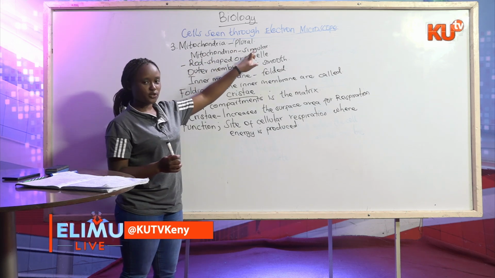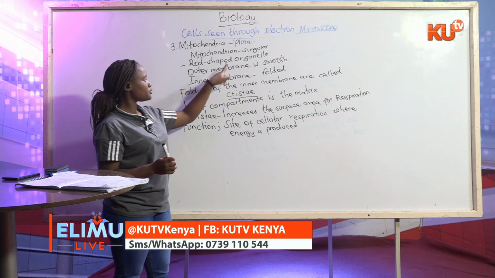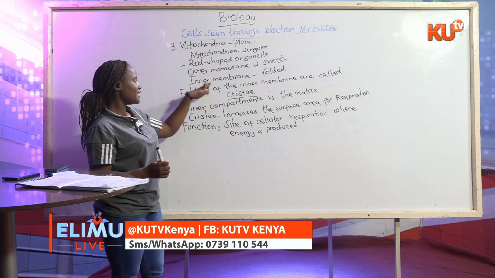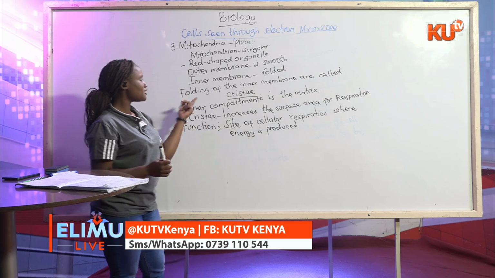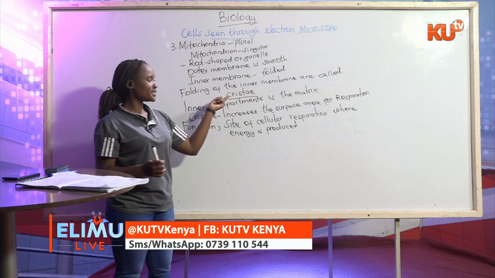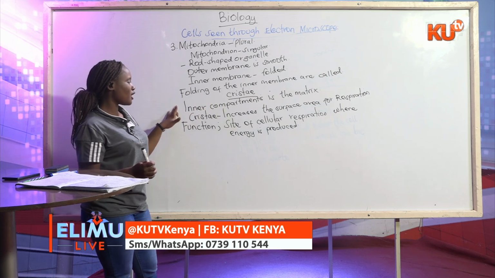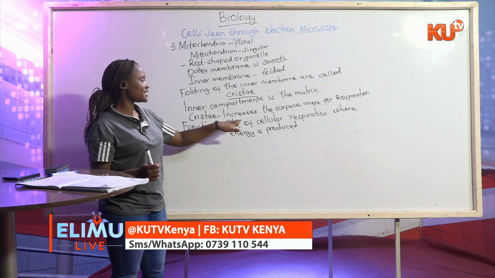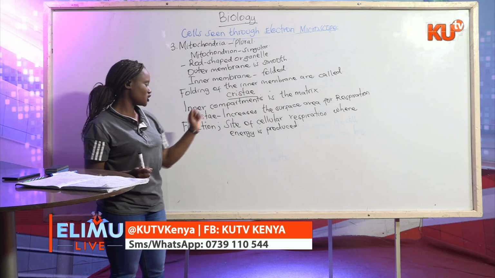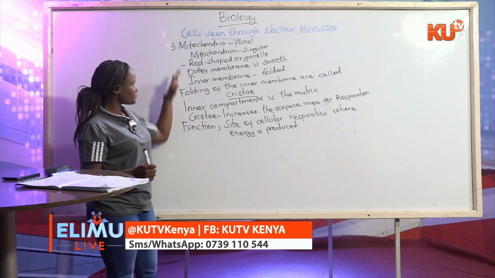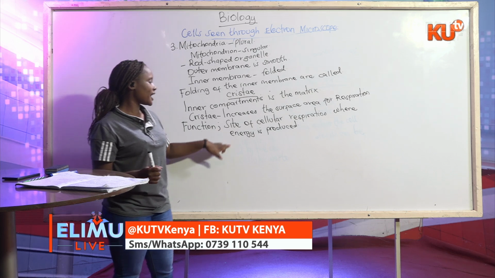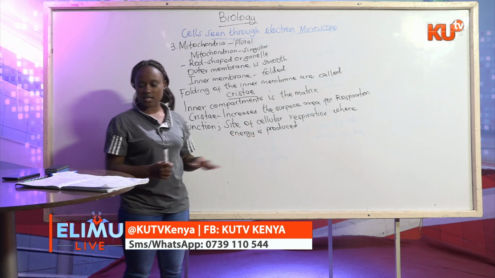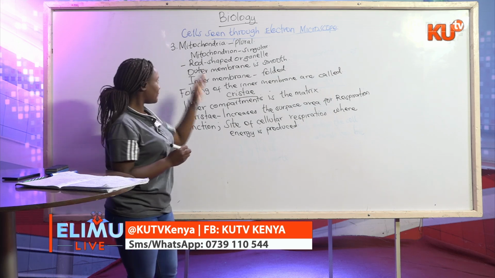Mitochondrion, which is singular, is a rod-shaped organelle. The outer membrane is smooth, and then the inner membrane is folded. The foldings of the inner membrane are called the cristae, and the inner compartment is the matrix. The cristae increase the surface area for respiration, and the function of the mitochondrion is to be the site of cellular respiration, where the energy is produced. Now that is all about the mitochondria.